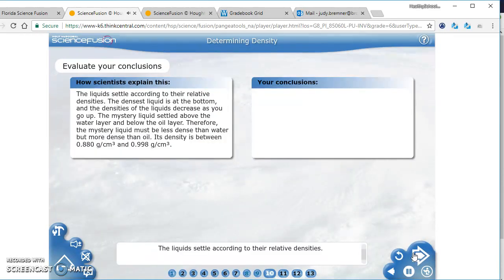The liquids settle according to their relative densities. The densest liquid is at the bottom, and the densities of the liquids decrease as you go up. The mystery liquid settled above the water layer and below the aniline layer. Therefore, the mystery liquid must be less dense than water, but more dense than oil. Its density is between 0.088 grams per cubic centimeter and 0.998 grams per cubic centimeter.